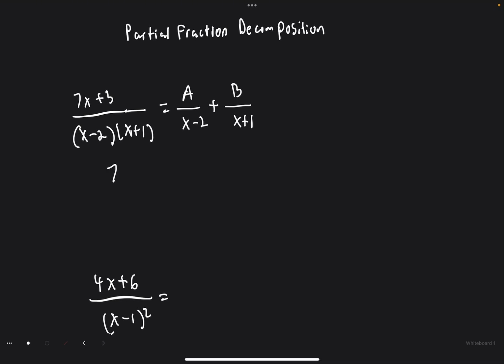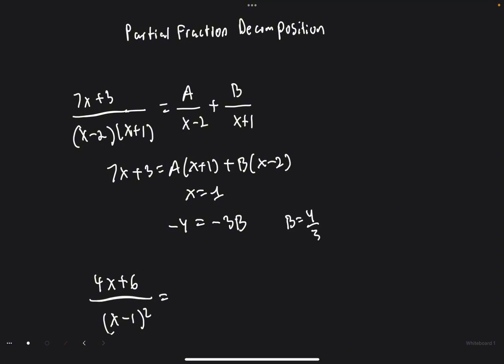So 7x plus 3 would be equal to A times x plus 1 plus B times x minus 2. You get x equals negative 1. And this is where you start to kind of problem solve. You set one side equal to 0. And so that would get negative 4 equals negative 3B. And we all know that negative and negative gets you a positive. So B is equal to 4 over 3.